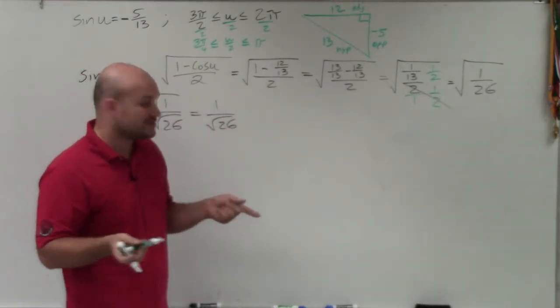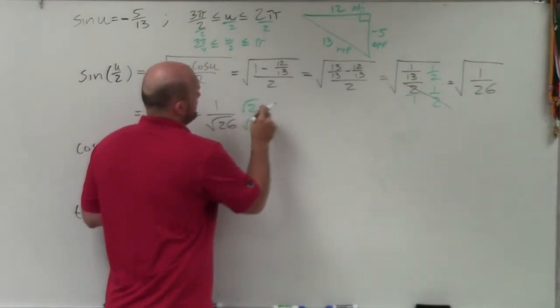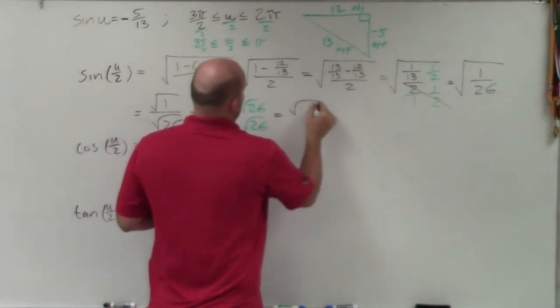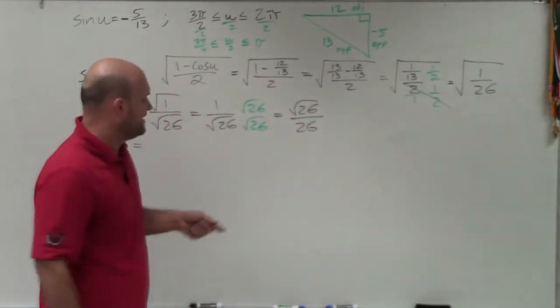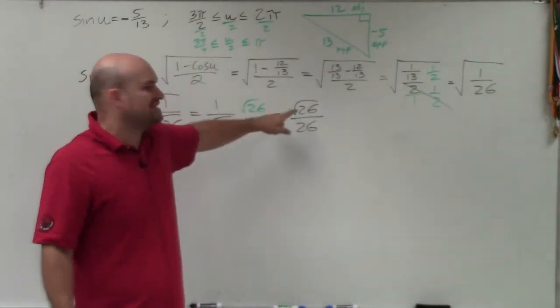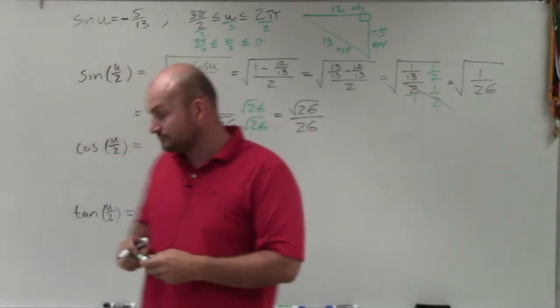We don't like to leave our answer with a square root in the denominator, so I'm going to rationalize my denominator. And that's going to leave me with the square root of 26 over 26. I look into simplifying this. I try to see, are there any square numbers that divide that I can simplify? And the answer is no. So that's going to be my final answer.